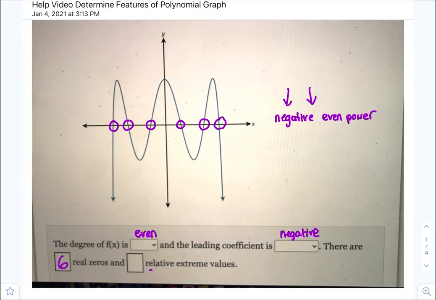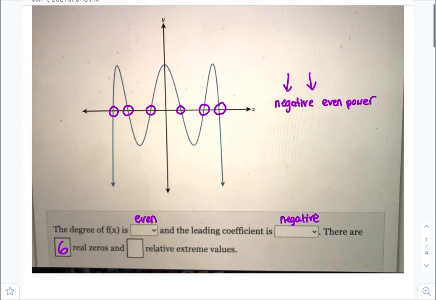Now, when it talks about extrema, you guys, that means where do you guys see minimums or maximums? How many do you see? Well, I see 1, 2, 3, 4, and 5. So I see 5 relative extrema values, which are your relative minimums or maximums.